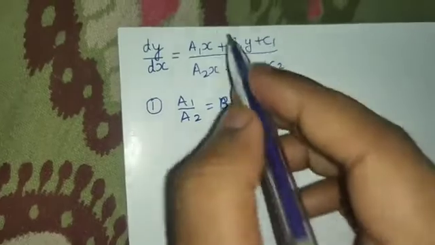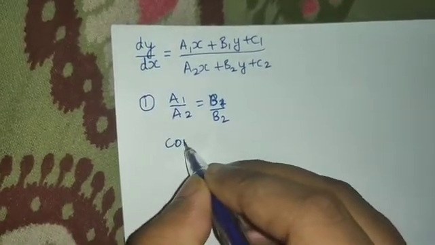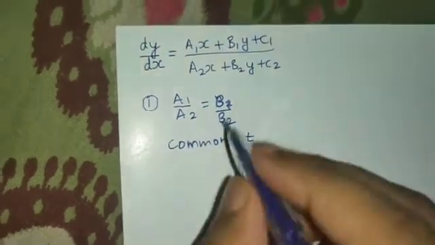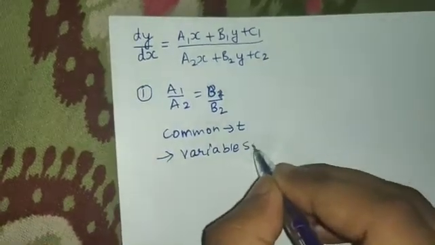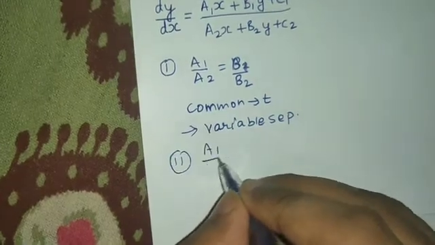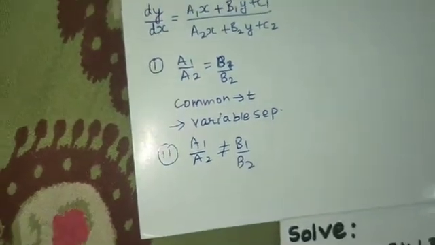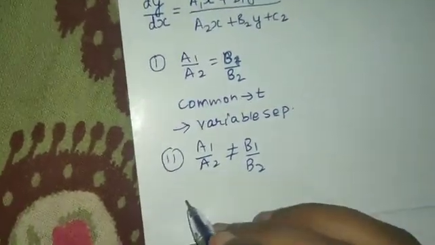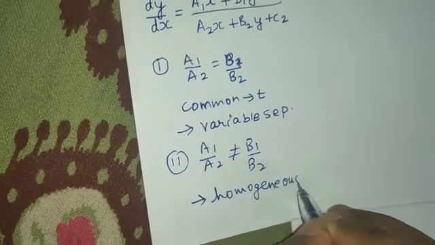In this case, you will get some part common between numerator and denominator. So you will take that common part as t, and if you do so, it will convert to variable separable, which you know how to solve. Now the second one is when a1 by a2 is not equal to b1 by b2. In this case, you will take some substitution, after which it will be converted to homogeneous, which again you know how to solve.